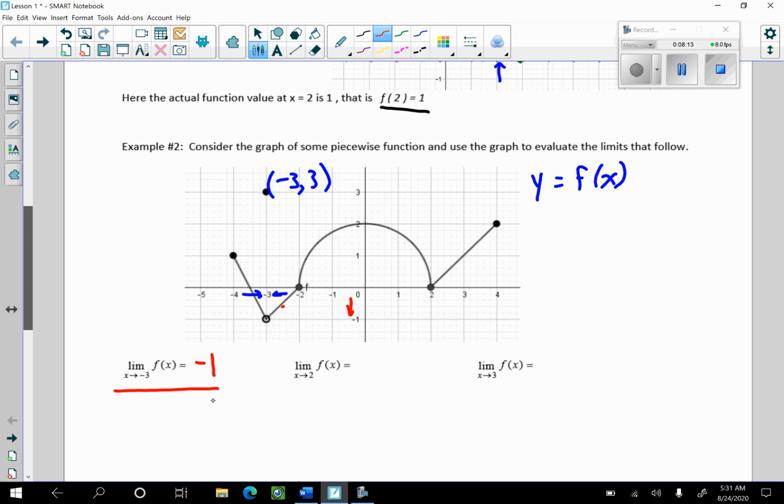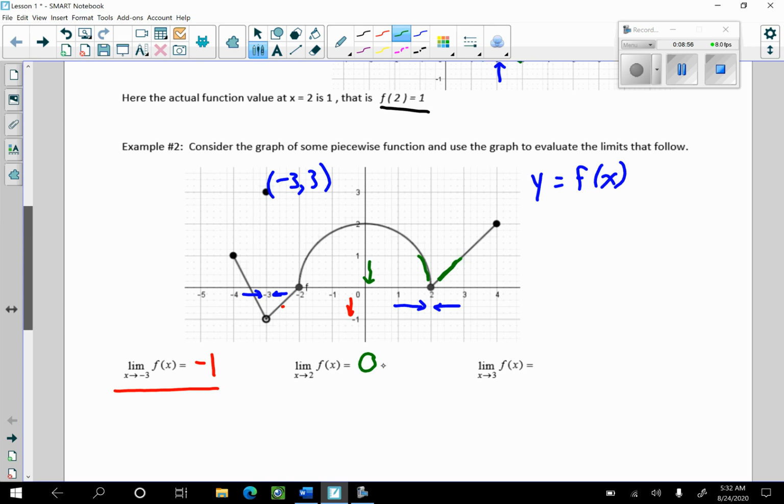All right, let's go to the next limit. The next limit is the limit as x goes to 2 of f of x. Where do the function values get close to? If I'm getting close to 2 from the left and from the right, where are the function values going to? Here's my function, where are those outputs going? The y values, the function values, are getting ever so close to 0. So the limit as x goes to 2 of f of x is equal to 0.